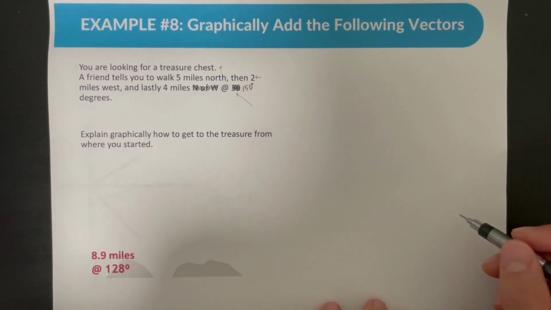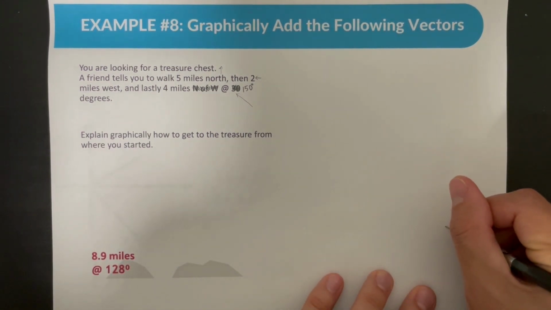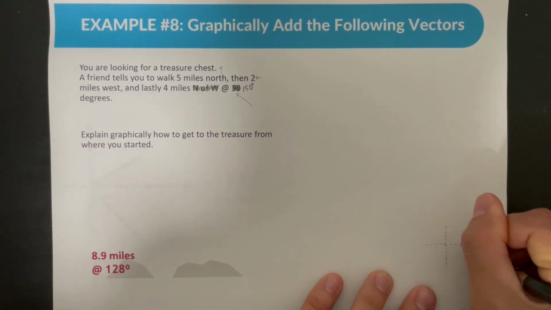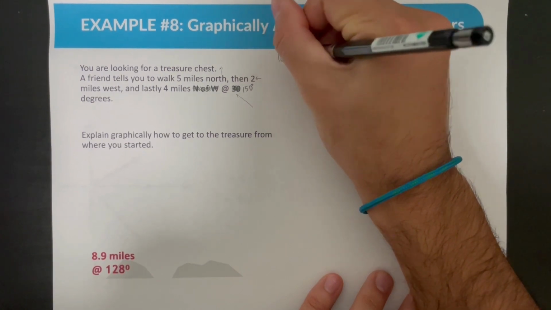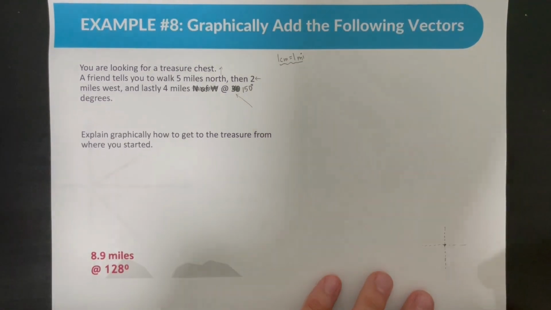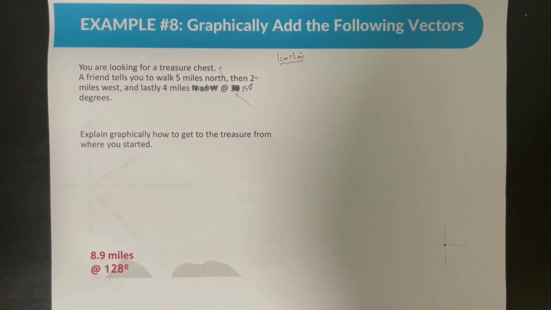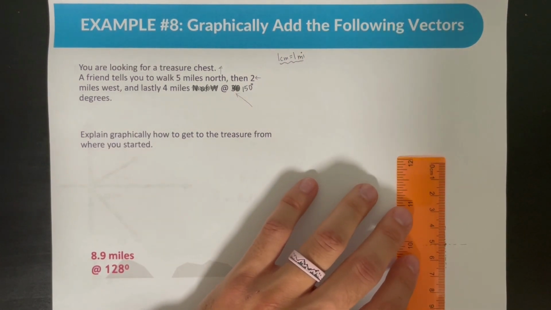I'm going to start in this corner here because it looks like we're going to go up, left, and that way. So I'm drawing right here. And I really need to start with my legend. Legend is 1 centimeter equals 1 mile. Okay, so let's start this. I'm going to draw this graphically. I'm going 5 miles up, which translates to 5 centimeters.